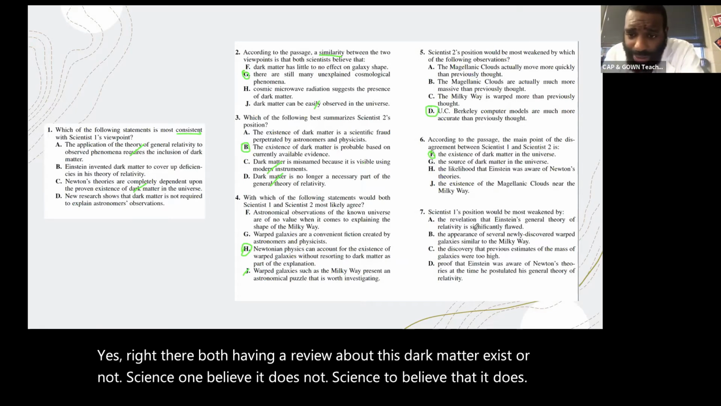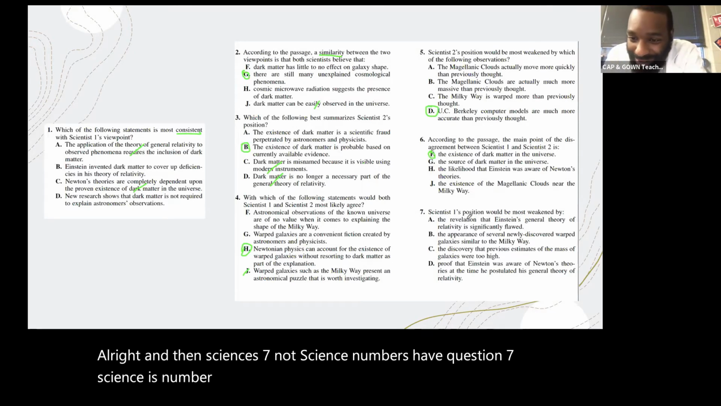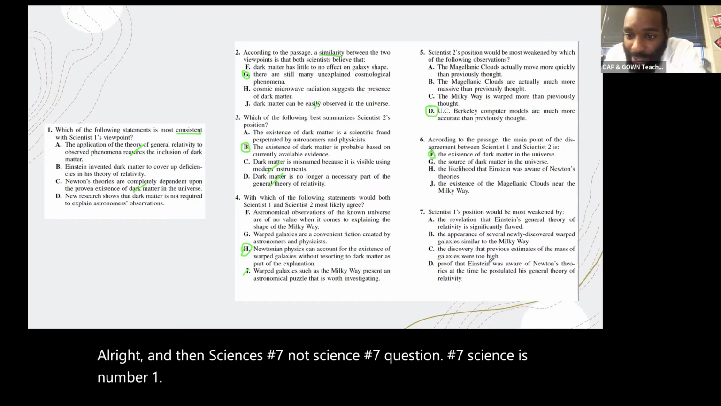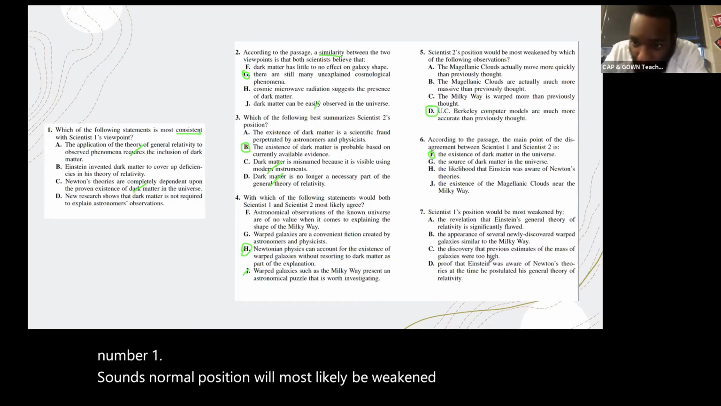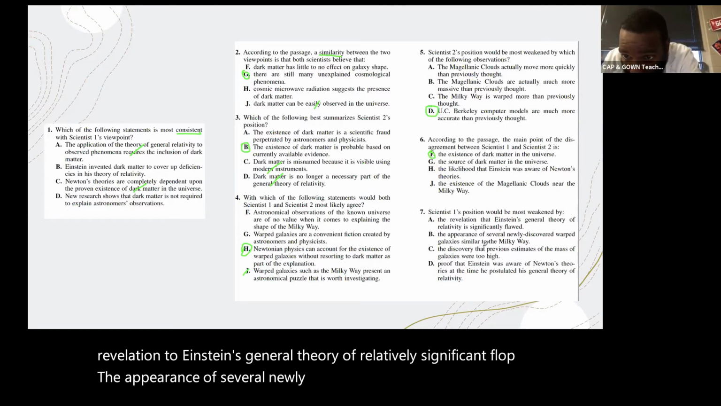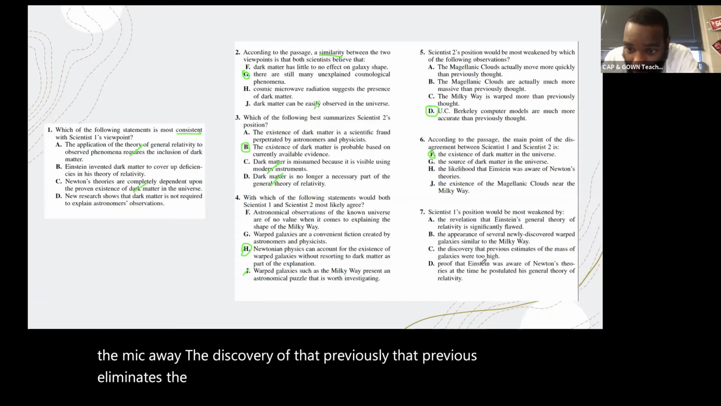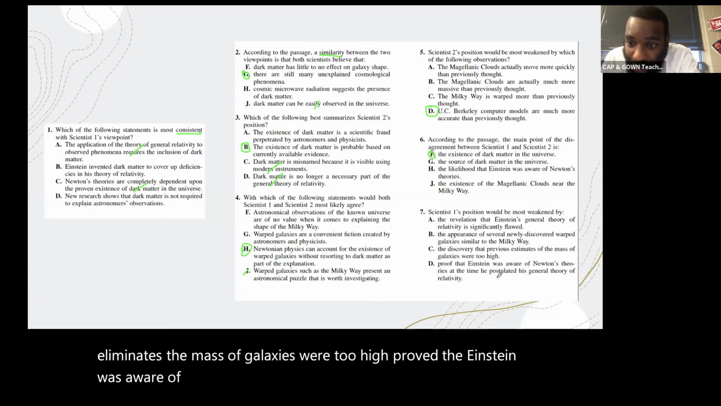All right, and then number 7. Question number 7. Scientist 1's position will most likely be weakened by the revelation that Einstein's general theory of relativity is significantly flawed, the appearance of several newly discovered warped galaxies similar to the Milky Way, the discovery that previously estimated masses of galaxies were too high, proof that Einstein was aware of Newton's theory at the time he postulated his general theory of relativity.